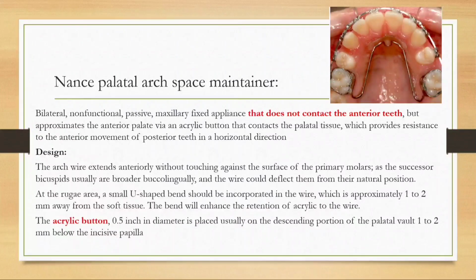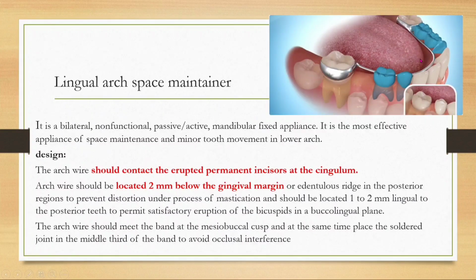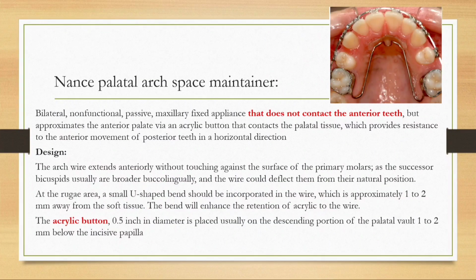It is again a bilateral, non-functional, passive, fixed appliance that does not contact the anterior teeth. Okay, it comes in contact with the palate, unlike the mandibular lingual arch space maintainer, which contacts the permanent anterior teeth. Instead of that, it has an anterior palatal acrylic button that contacts the palatal tissue. This is the acrylic button, which provides resistance to the anterior movement of posterior teeth in a horizontal direction.